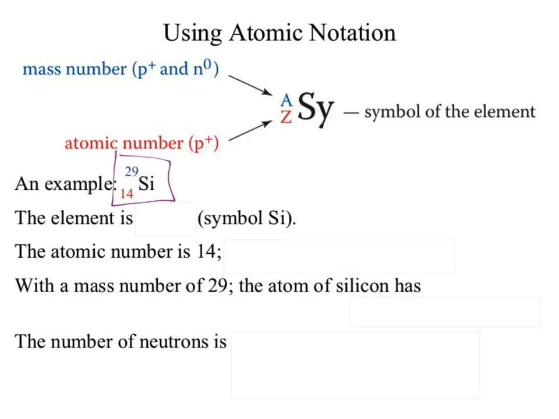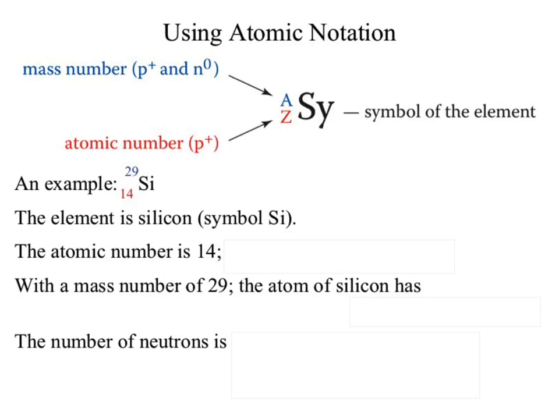Because someone said it was, and not just that someone said it was, you remembered that someone said it was. You have to tie all that information in. The atomic number is 14. How do I know that? That symbol says the atomic number is 14.